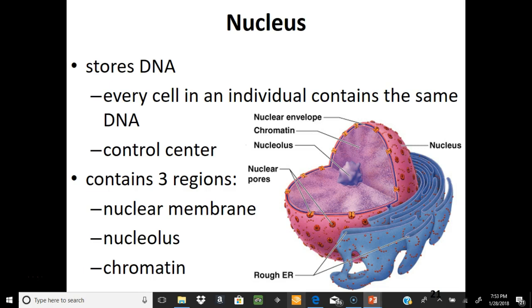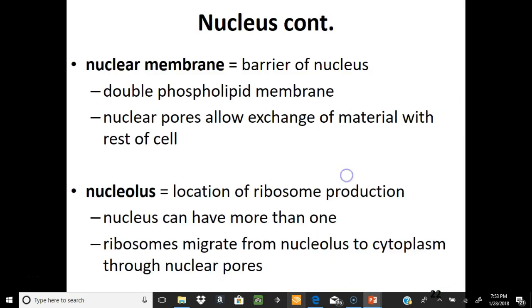The nucleus has three basic structures associated with it. The nuclear membrane, which is a double membrane that has these little tiny pores with it. The chromatin that's found within the nucleus, and then in the center, most nuclei have at least one, and some have more than one nucleolus, which is a structure inside of the nucleus, and that's where RNA is formed.